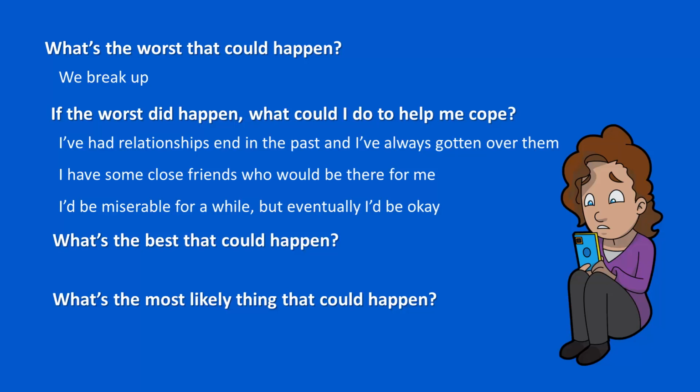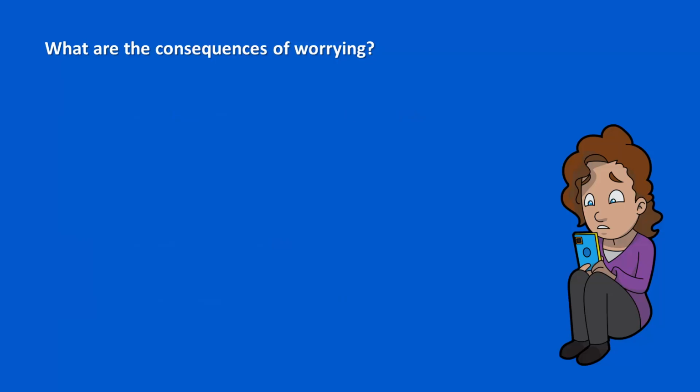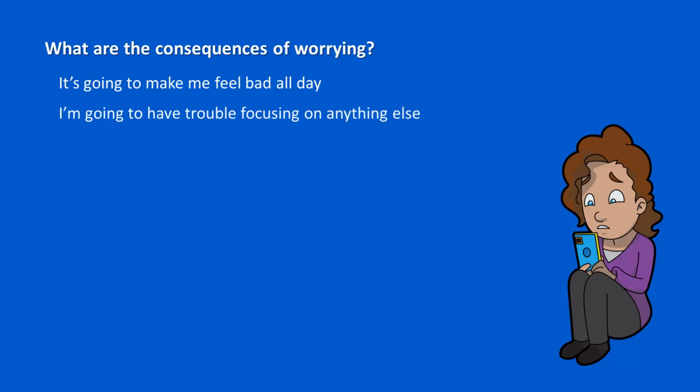And now, what's the best thing that could happen? They're just busy right now, and they'll text or call us back as soon as they have time. And what's the most likely thing that could happen? Well, we'll talk about things tonight and probably even argue over them. And in the end, we'll resolve things and make up like we always do. And what are the consequences of continuing to worry about this? Well, it's just going to make me feel bad all day. I'm going to have trouble focusing on anything else. And I'm going to be in a bad mood when we do talk about things.